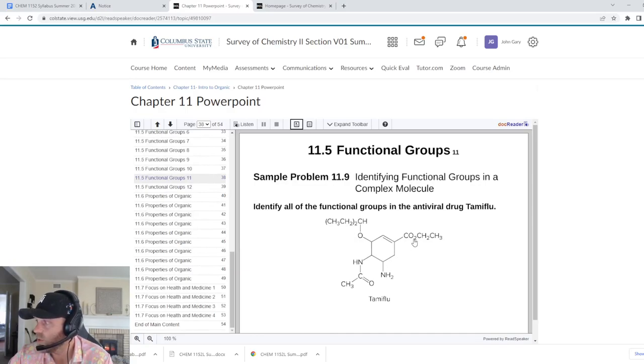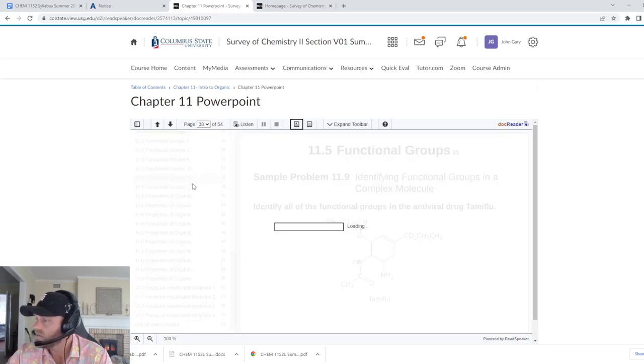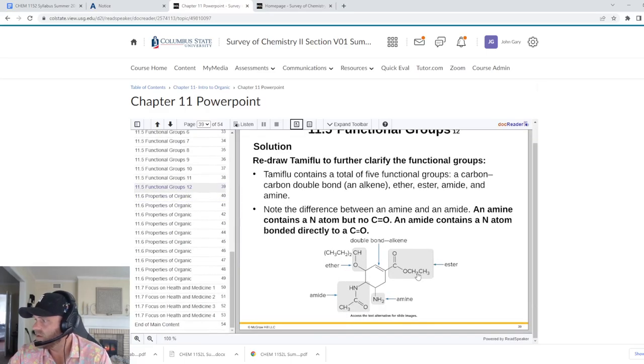So I know O2, CO2, that's got to be the carbonyl carbon with a little extra oxygen, but there's a C attached, so it has to be an ester, not a carboxylic acid. If it was a carboxylic acid, all this would be gone, and it'd just have an H on the end. And then they redraw it, and they mention all the different groups that we have there.